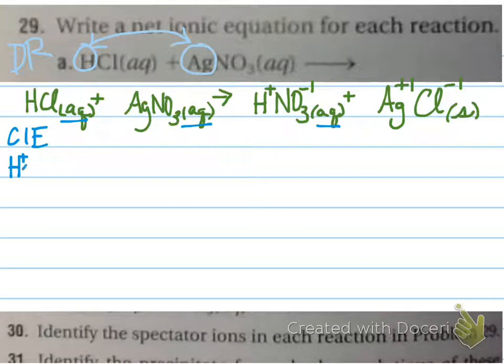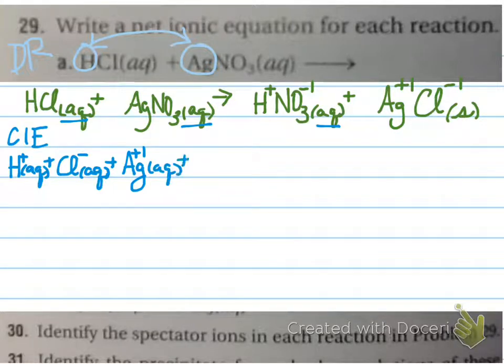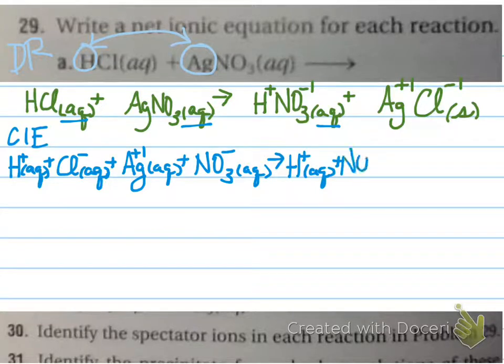So complete ionic equation, breaking things up. H plus aqueous plus Cl minus. And remember, this is not a requirement. I'm just always going to do it because some people won't have seen the pattern yet. Okay. Break up the hydrogen nitrate because it's aqueous, but I leave the silver chloride together as a compound.